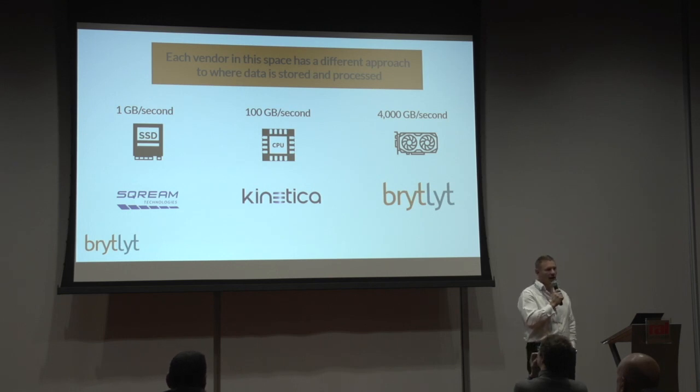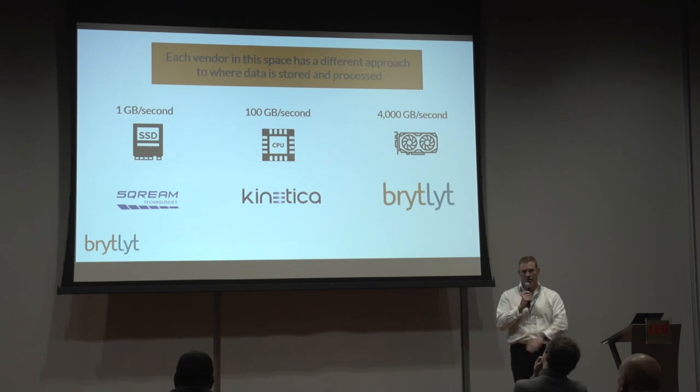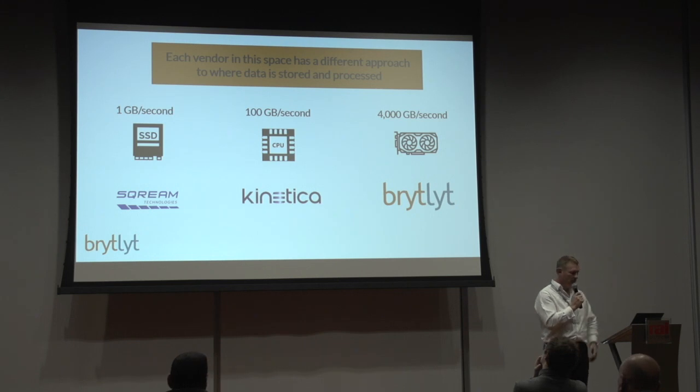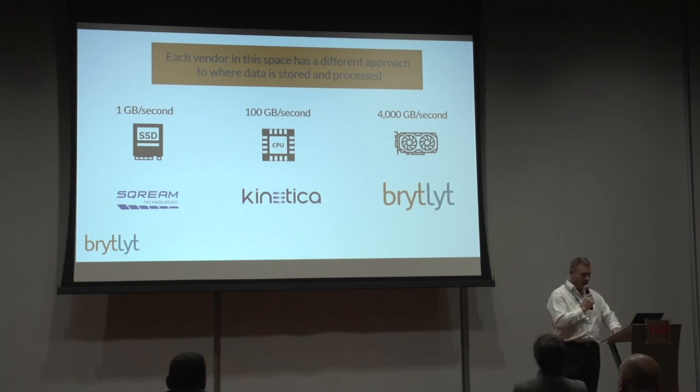Brytlyt is very much GPU-centric. We get the data onto the GPUs and use it exclusively there. That means we can really tap into that power, and we can deliver 4 terabytes a second performance. Kinetica are very much focused on keeping data on CPU and shifting it onto GPU, which means that they are limited by CPU RAM, and that has an impact on performance. And Scream, from the benchmarks that I've seen, transfers data from disk to GPU, and so some of those performance characteristics are related to the constraints around getting data off disk.